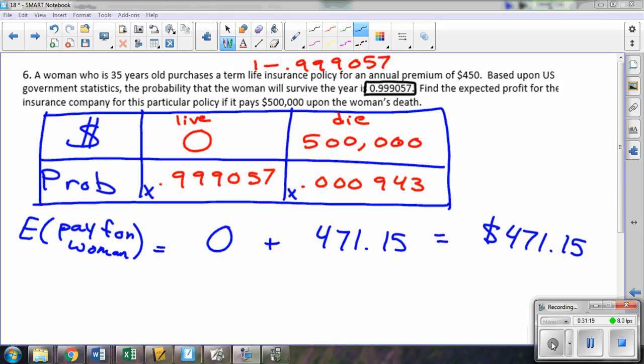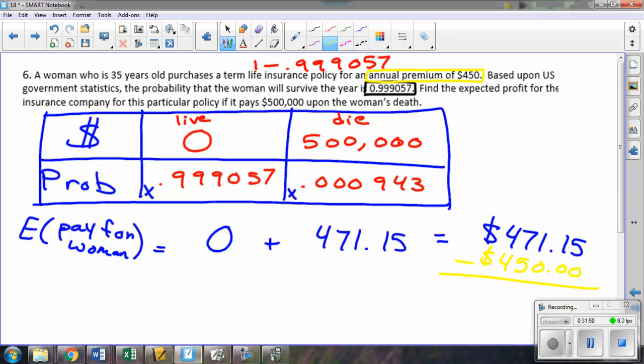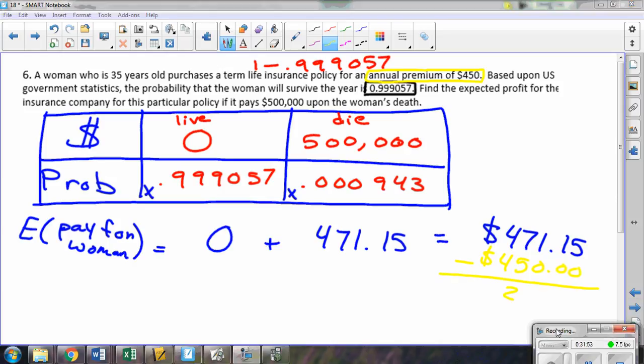But that's not profit. We would have to also consider the fact that they are paid the premium. We have not yet used the annual insurance premium of $450. Well, whether she lives or dies, the insurance company gets that money. So we will subtract that amount off from what they would have to pay, which gives us $21.15.